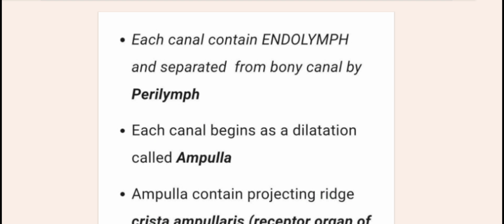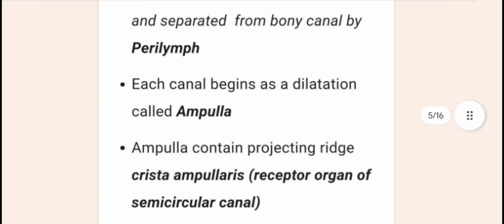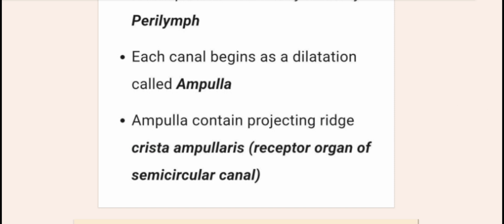Each canal begins as a dilatation. Okay, each canal begins as a dilatation, that is called the ampulla, and the ampulla contains projecting ridges, that is called the crista ampullaris. The crista ampullaris is nothing but the receptor organ of the semicircular canal.